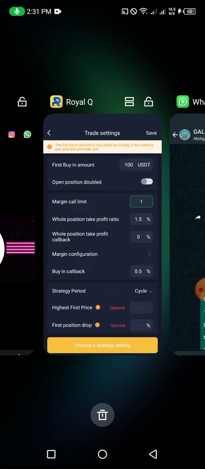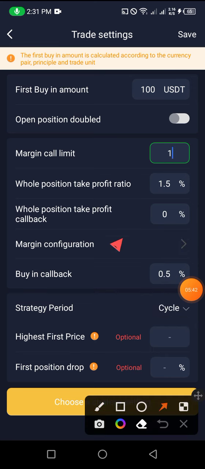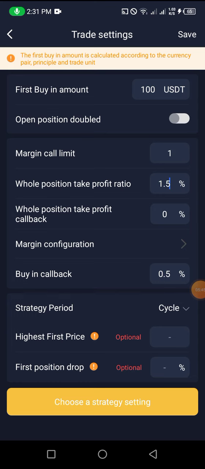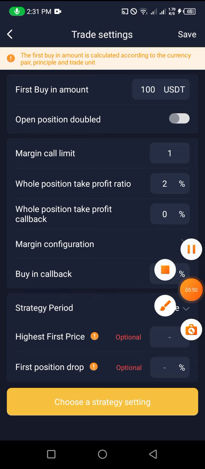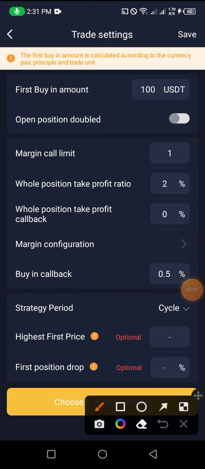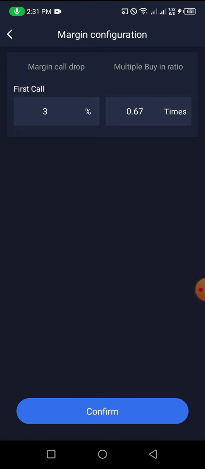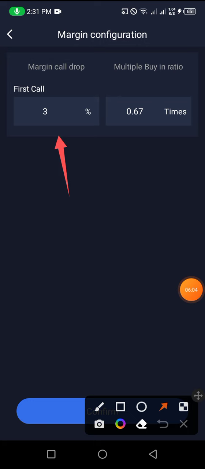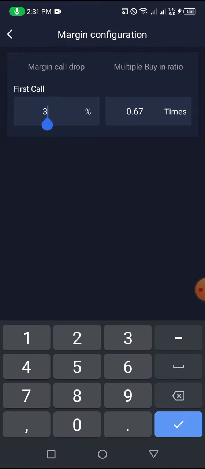So I'm going to come back here. I'm going to set my take profit percentage here. I'll adjust it to, for example, 2%. I want to take 2% from the market, right? Then I'll set my margin call drop by simply coming here on the margin configuration. So when you tap on margin configuration, I will change this figure from 3 to 1% because the signal is telling me that my margin call drop should be 1%. All right, so I'll change this to 1.